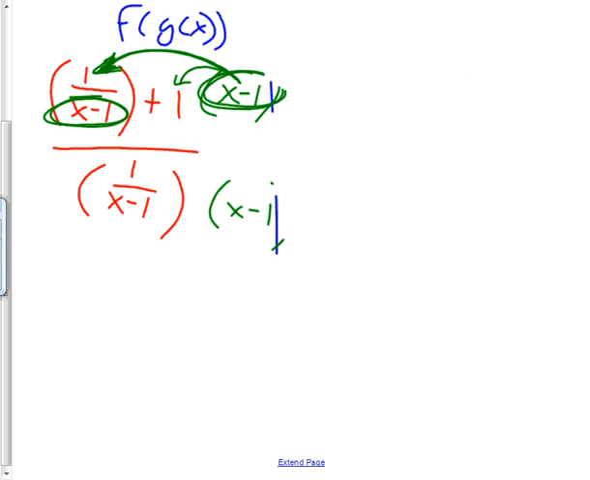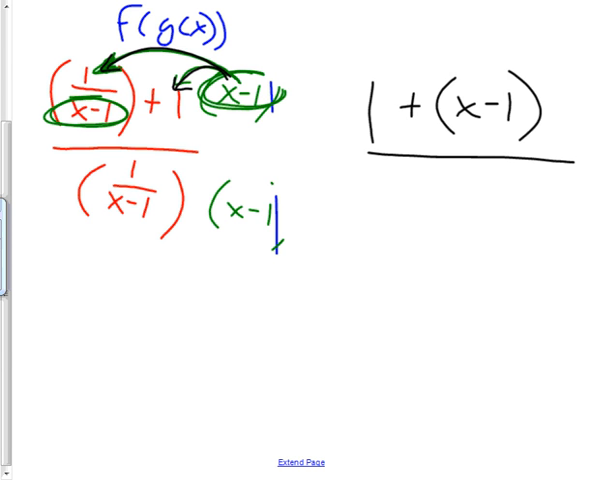Okay. So that times that makes 1. That times that makes 1 times x minus 1, which is x minus 1, all over this one. Times it by this one, and I get x minus 1 over x minus 1, which will cancel. And I have a 1 left.